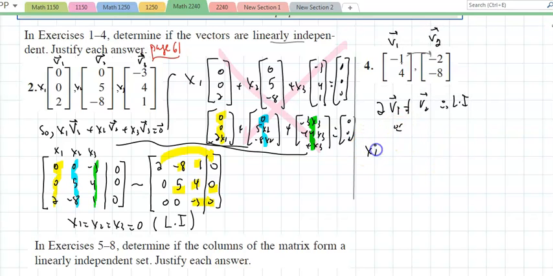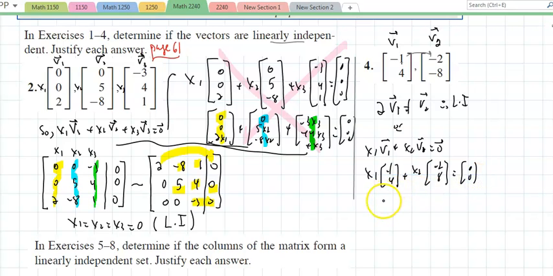You could say x1 v1 plus x2 v sub 2 equal the 0 vector, or x1 times negative 1, 4 plus x2 times negative 2, 8 equal 0, 0, or negative x1 plus negative 2x2, 4x1 plus 8x2 equaling 0, 0, and you come up with the augmented matrix. And the augmented matrix will be negative 1, 4, negative 2, 8, 0, 0.